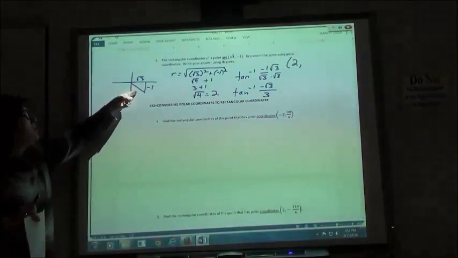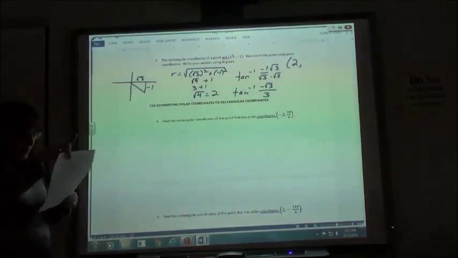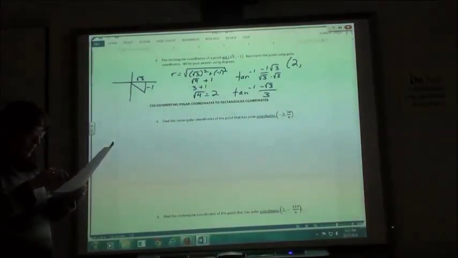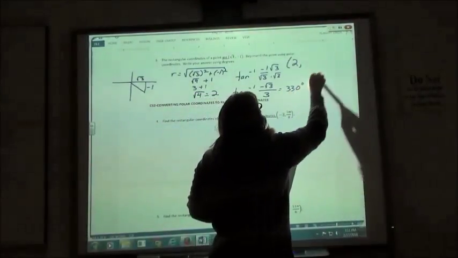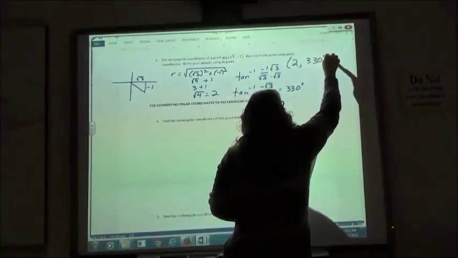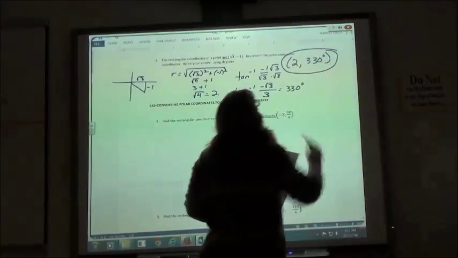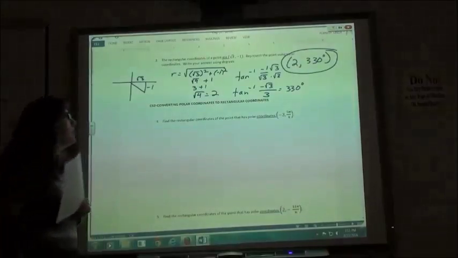This time I'm over here in quadrant 4. So looking in quadrant 4, inverse tangent of negative square root of 3 over 3 is 330 degrees. So this is 330 degrees, and my polar coordinate would be 2 and 330 degrees.